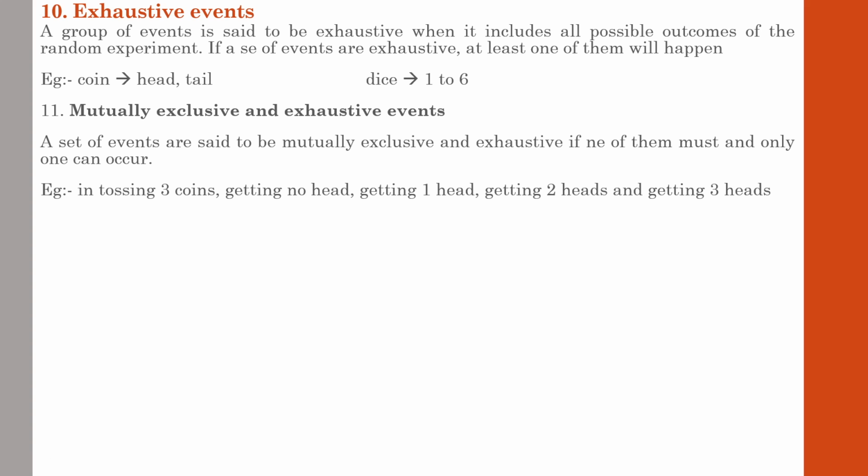Mutually exclusive means if I am getting no head, that means I have definitely got 3 tails. So if one happens, at the same time the other will be prevented. That will not happen. Getting 1 head, yes, that is an exhaustive event. It has the chance of happening. Getting 2 heads, yes, there is also a chance of happening. Whenever there is a chance of happening of an event, it is known as exhaustive events. And mutually means if one event happens, at the same time the corresponding other possibilities will be prevented. That is the meaning.